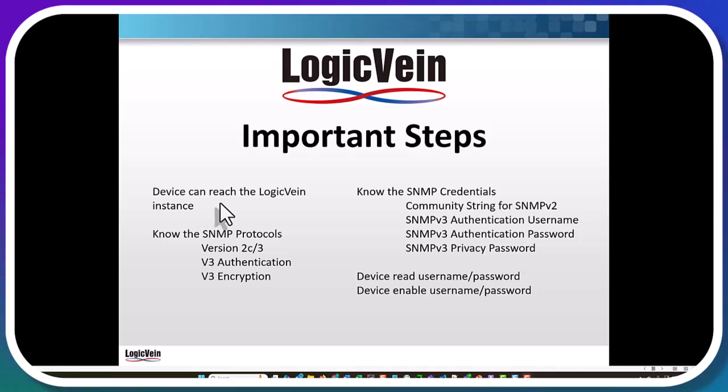Have firewalls, route tables, ACLs set up. And the easiest way to check is just to go into the device and see if you can ping the instance. You also need to know which SNMP protocols you're going to utilize.